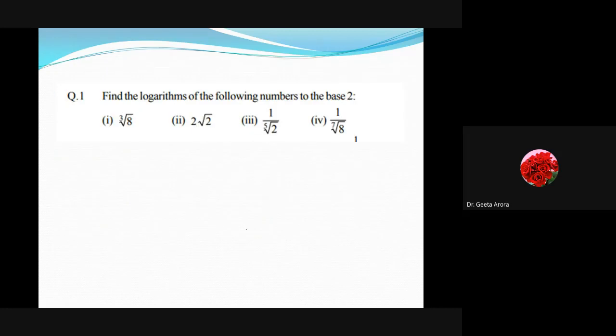Correct? So here we have the question that you have to find the logarithms of the following numbers to the base 2.